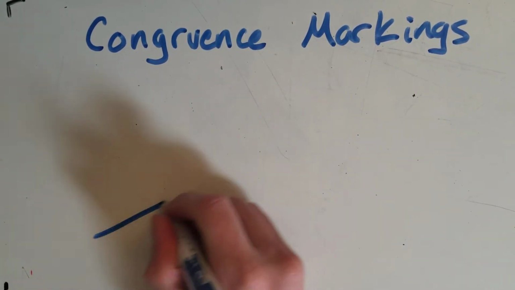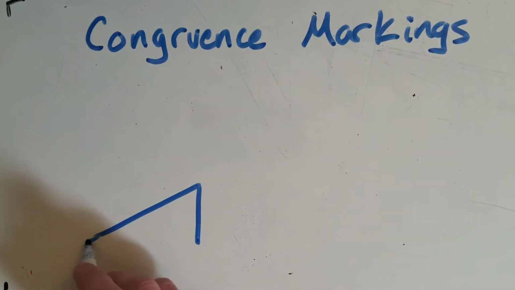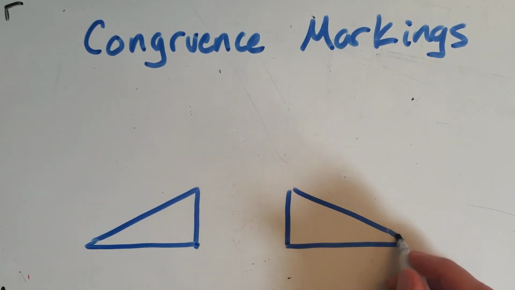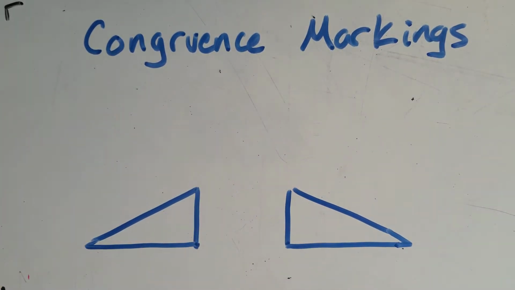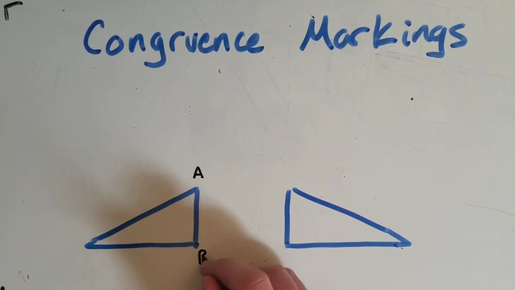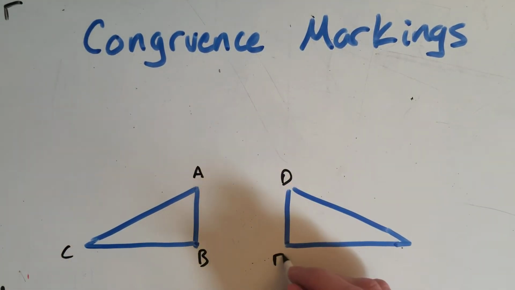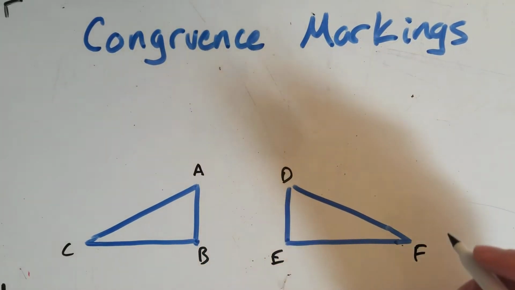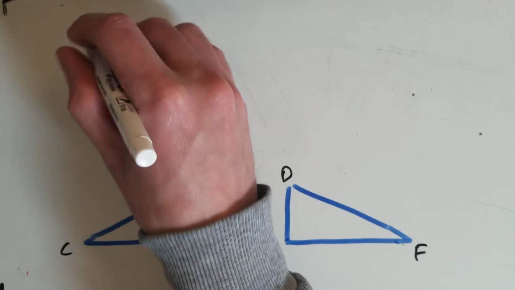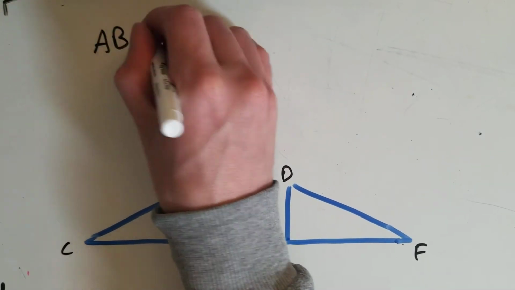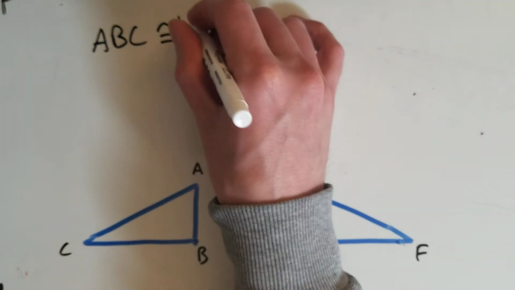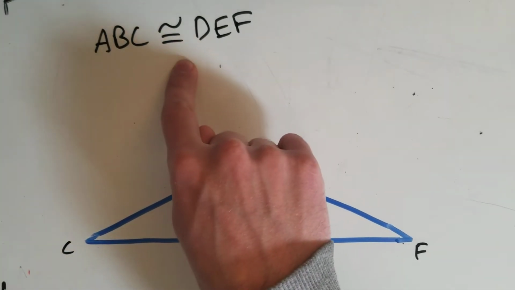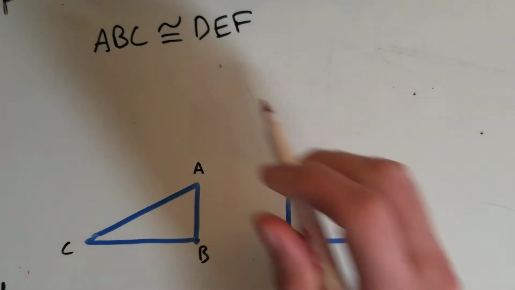So I'm going to draw in here the two triangles that are on the slides. We have triangle ABC, and we have triangle DEF. And we are given this piece of information. We are given that ABC is congruent to DEF. And from this congruence statement, we can actually write all the other congruent statements.